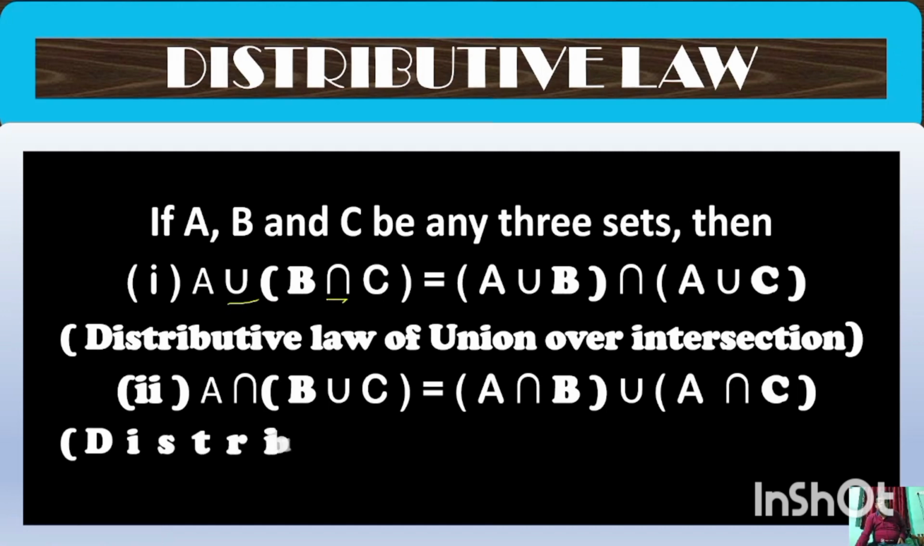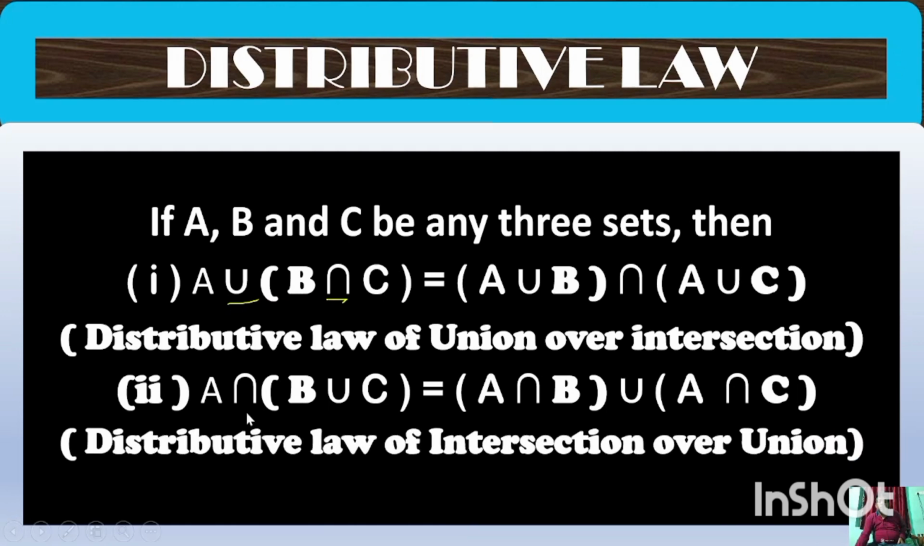Similarly, another property, the second one: A intersection (B union C) is equal to (A intersection B) union (A intersection C). It means this is called the distributive law of intersection over what? Union, right? Okay.